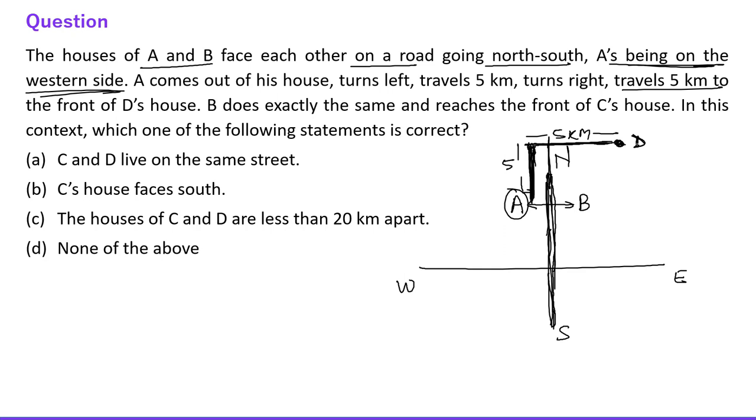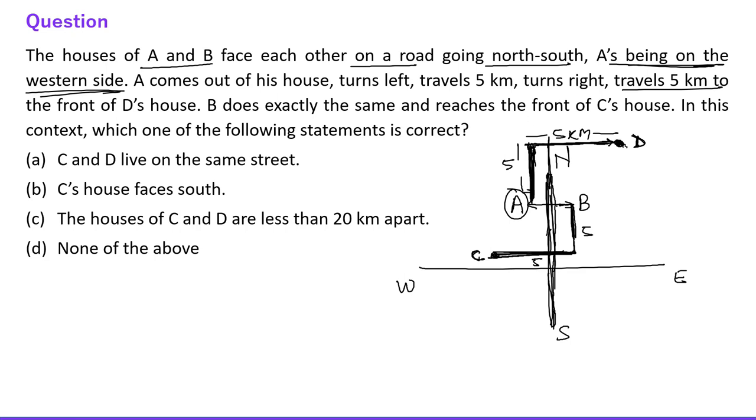I repeat the question from the beginning. The houses of A and B face each other on a road going north-south, A being on the western side. This is clear. A comes out of his house, turns left, travels 5 kilometers, then turns right, travels 5 kilometers to the front of D's house. So here D is living, right? B does exactly the same and reaches the front of C's house. So B comes out of his house, turns left, and then turns right. Okay, this is the situation. So 5, 5, and here C is living, right? This is the kind of situation.